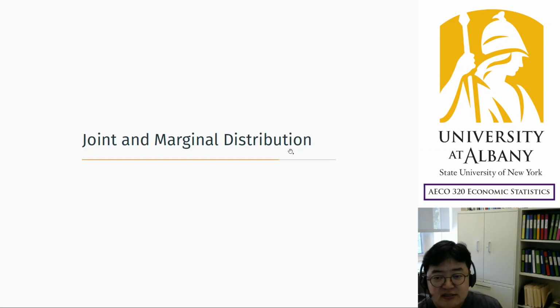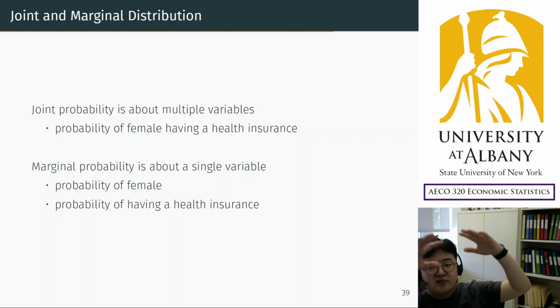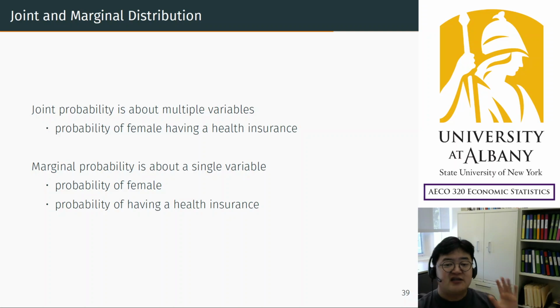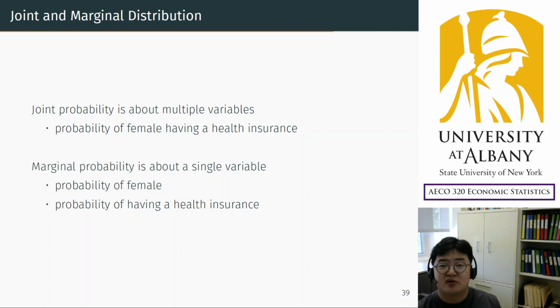Okay, the next part is about joint and marginal distribution. When I explained up to this point, I actually gave you the idea of joint distribution and marginal distribution. When you have multiple variables, you can think about probability for multiple variables jointly. That is joint probability. For example, the probability of a female having a health insurance. So intersection and union require information from both variables, so they are joint probabilities.